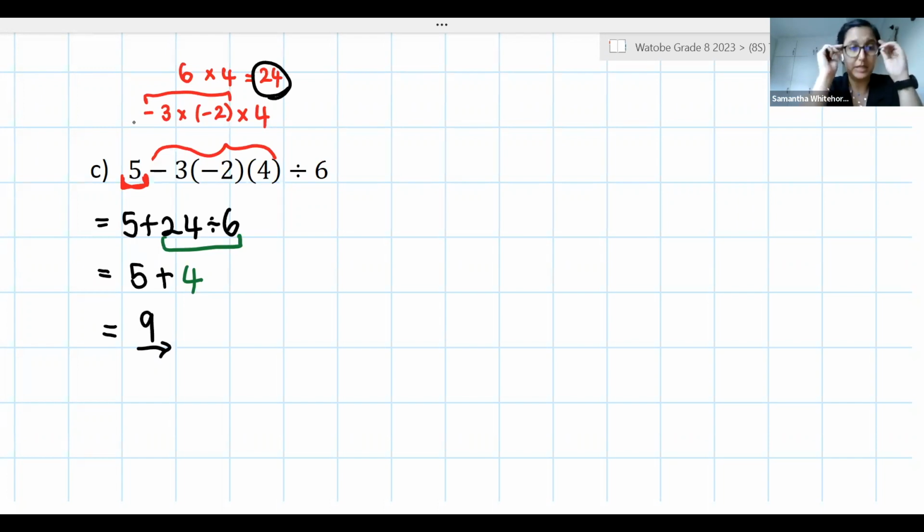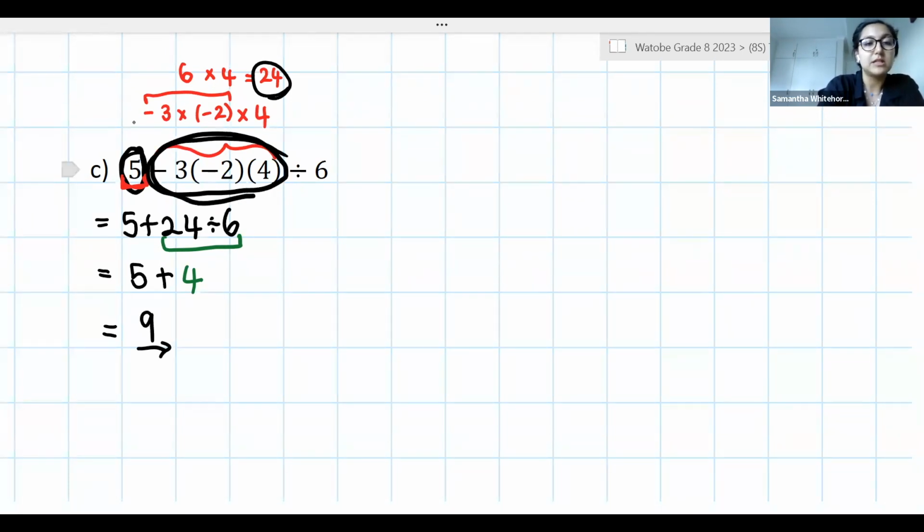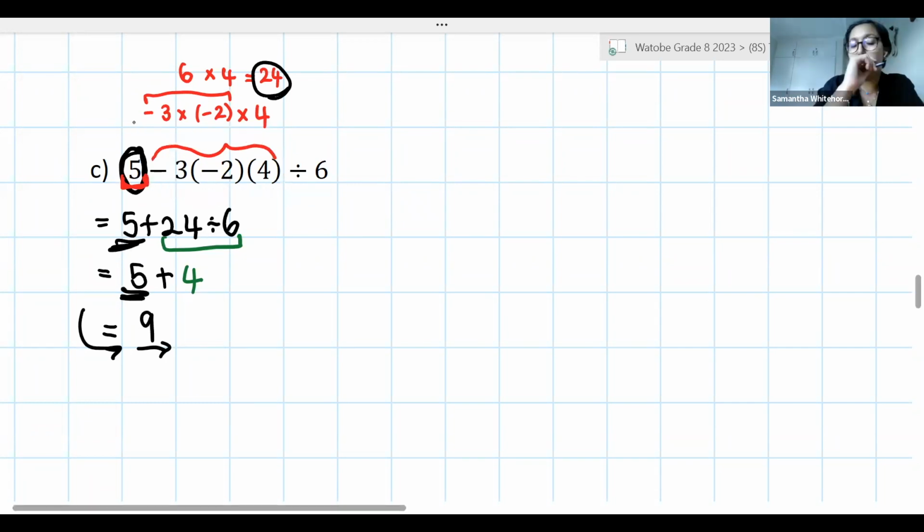So yeah, I said right at the start, this 5 is a separate term. We are not saying 5 times negative 3. That is not what this is saying. It is saying 5 minus whatever all of those things together multiplied are, and then divided by 6. It is a separate term, so it needs to stay separate. That is why my 5 just stayed here until the final step, because I only do the addition right at the end.